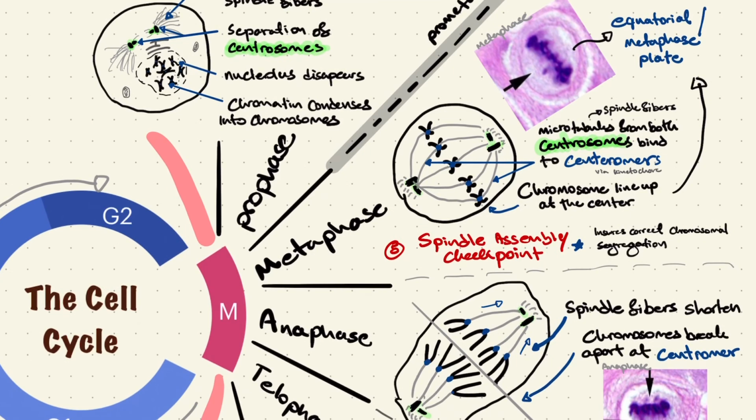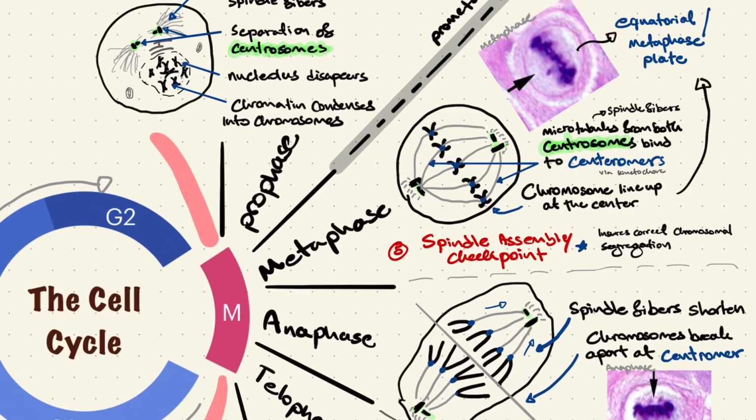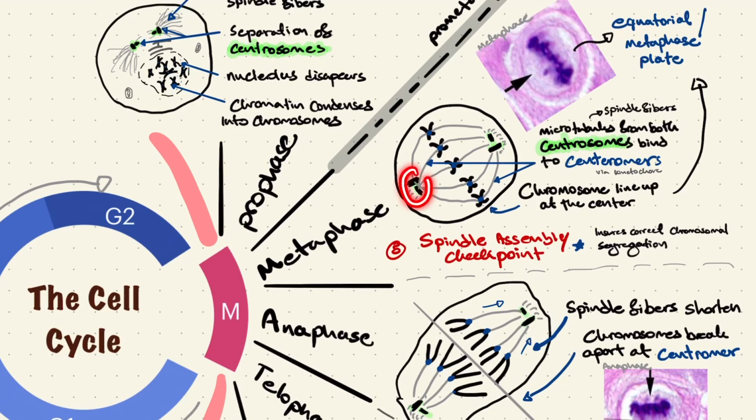Let's move into metaphase. Now here, the nucleus has completely disappeared, and all the chromosomes have nicely lined up at the center, forming the equatorial or metaphase plate that you can clearly see in this histology image. Spindle fibers from both centrosomes have attached to the chromosomes via the centromeres and are ready to pull them apart. It is important to note that there is another checkpoint at metaphase, and this is the 5th checkpoint. It is known as the spindle assembly checkpoint, and it ensures that the chromosomal segregation is even, which means that each of the 2 daughter cells will receive the same number of chromosomes.